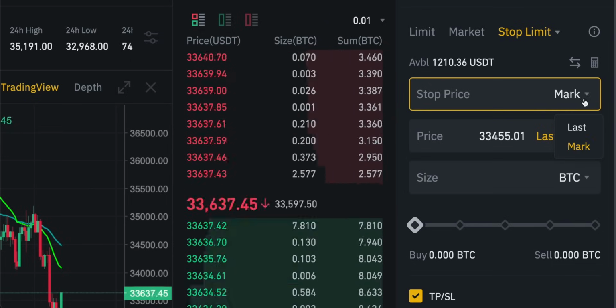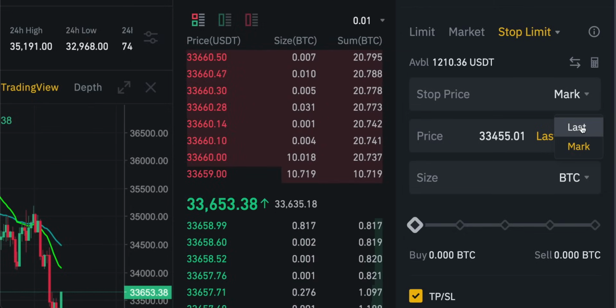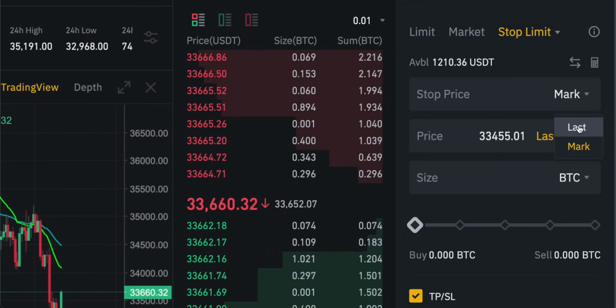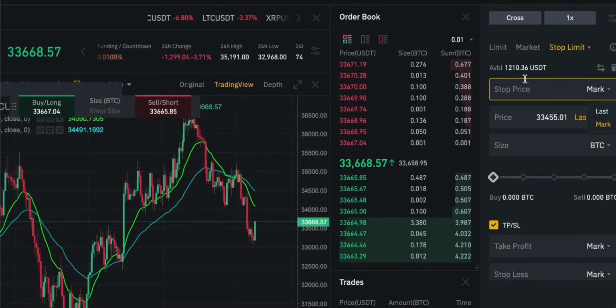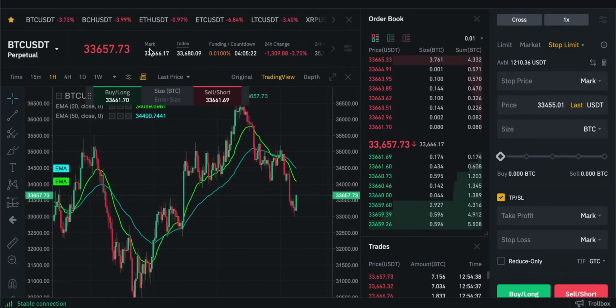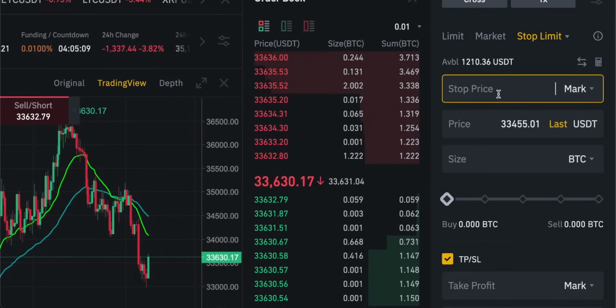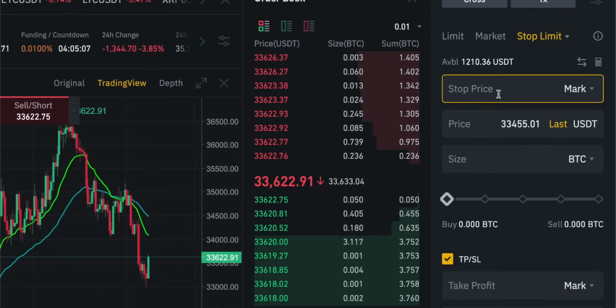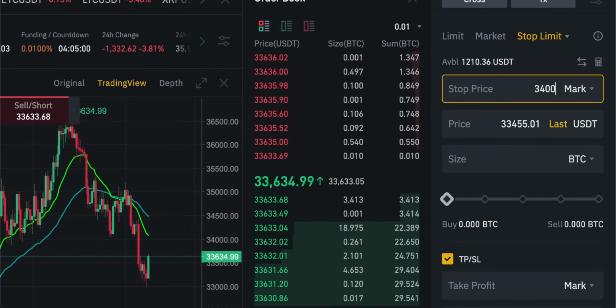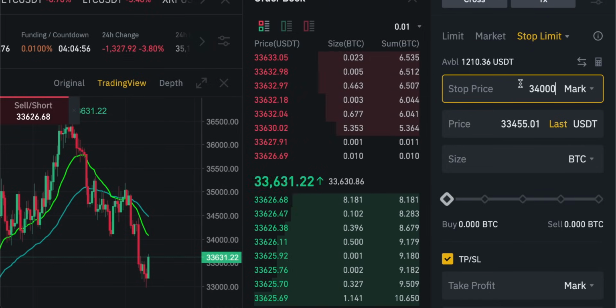You can actually choose this as mark or last. Last price would be the last traded price, and the mark price is the price that you can see up here. As we can see, it is slightly different. The mark price does not match the last traded price automatically. So you can either choose the last traded price or the mark price, it's up to you. But what we're doing now is actually telling the system only when the price, let's say we're going long, only when the price gets to 34,000, do I want to enter a long position.